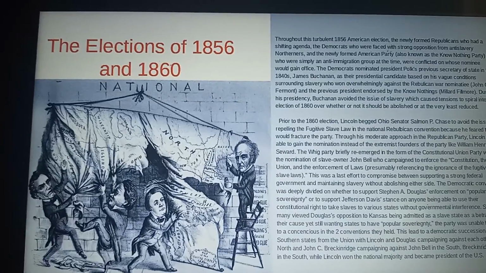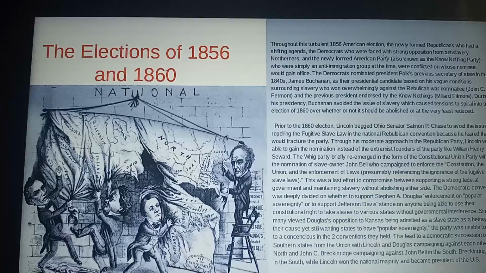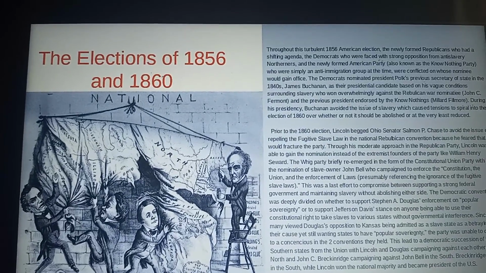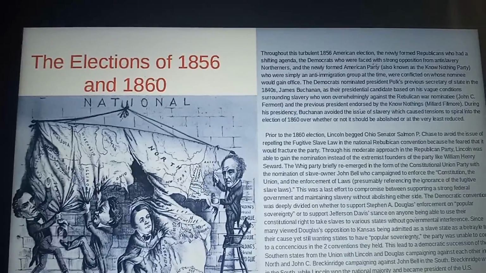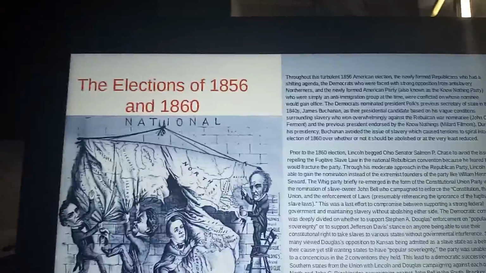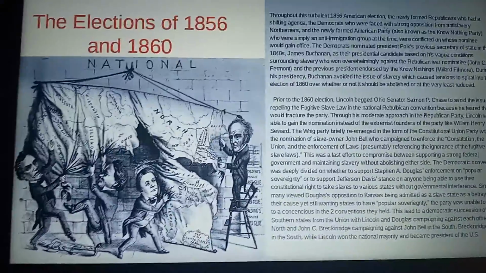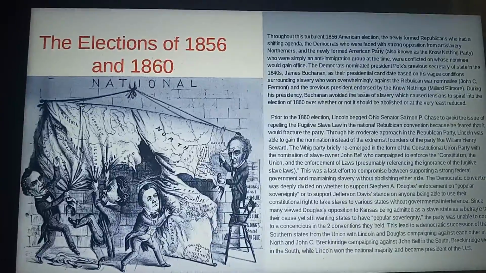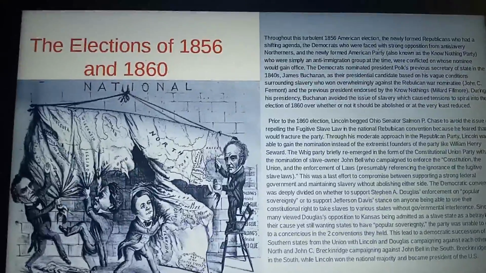Since many viewed Douglas' opposition to Kansas being admitted as a slave state as a betrayal to their cause, yet still wanting states to have popular sovereignty, the party was unable to come to a consensus in the two conventions they held. This led to the Democratic secession of the Southern states from the Union, with Lincoln and Douglas campaigning against each other in the North, and John C. Breckinridge campaigning against John Bell in the South. Breckinridge won in the South while Lincoln won the national majority and became president of the United States.